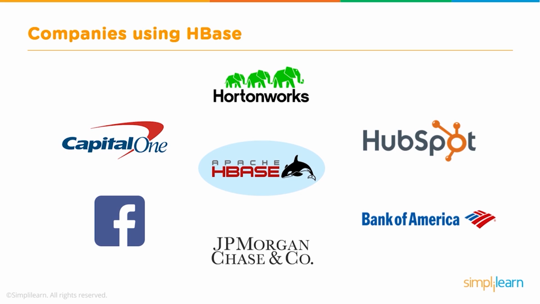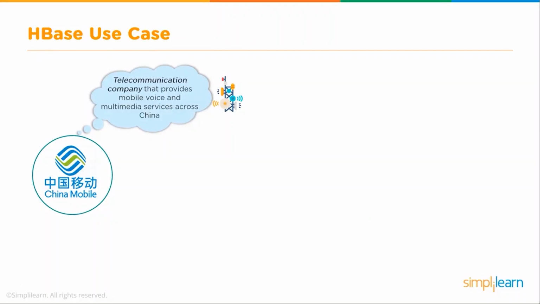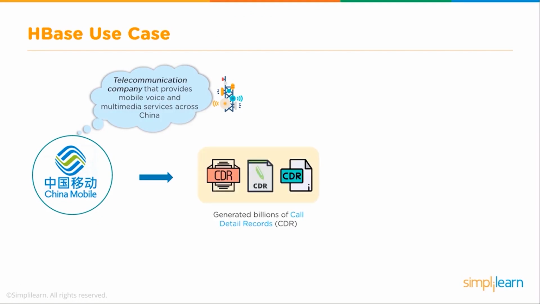for NoSQL. Let's take a look at an HBase use case so we can dig a little bit more into it to see how it functions. A telecommunication company that provides mobile voice and multimedia services across China, the China Mobile. And China Mobile, they generate billions of call detailed records, or CDR. And so these CDRs and all these records of these calls and how long they are and different aspects of the call, maybe the tower they're broadcasted from, all of that is being recorded so they can track it.